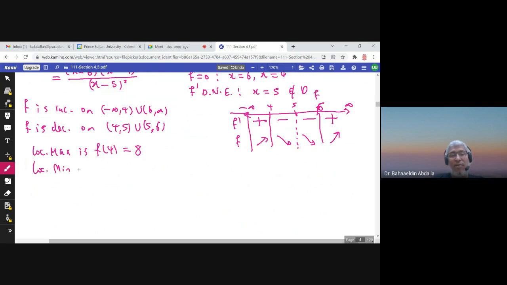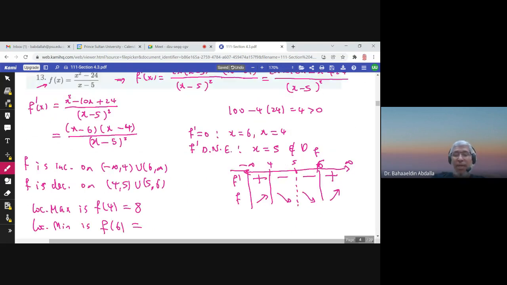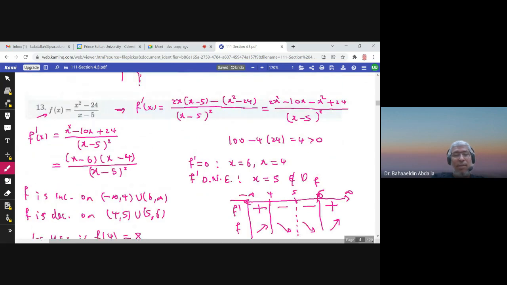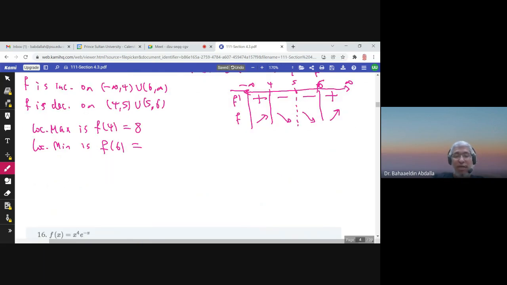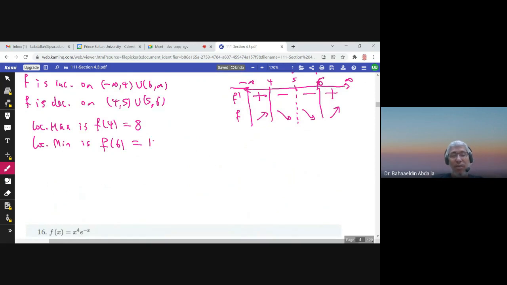We have a local minimum also, and the local minimum is f of 6. f of 5 we don't have anything. f of 6 is 6 to the power 2 minus 24 over 6 minus 5, which is 1, is 12. So 12 is the local minimum. Notice here, local minimum is 12, local maximum is 8. That's no problem, okay? That's no problem because this is a local maximum. So in that interval, around 4, it is local maximum, but around 6, it is local minimum.